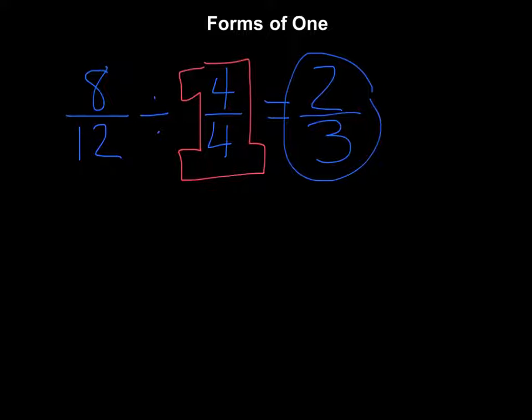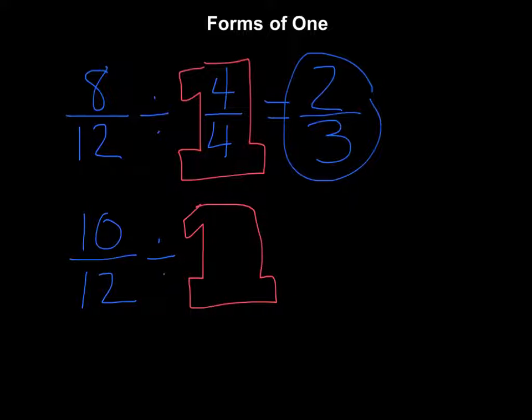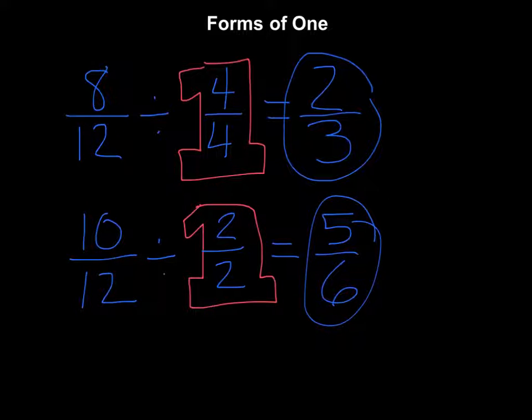Likewise, I could take 10/12 and divide it by a form of 1. This time we'll go 2 over 2, since 2 goes into both 10 and 12. And so I get 5/6, and 5/6 therefore must be the exact same thing as 10/12.